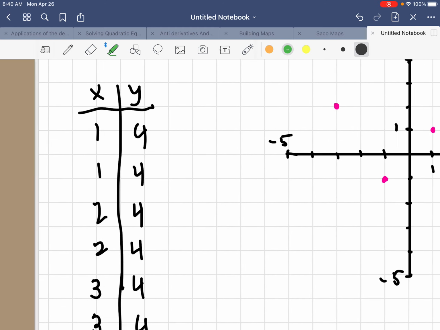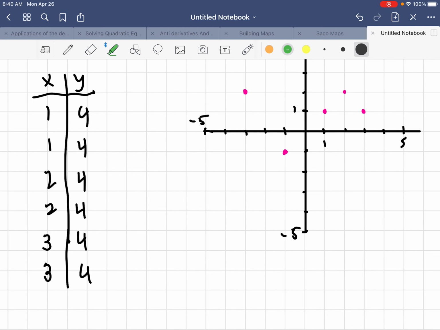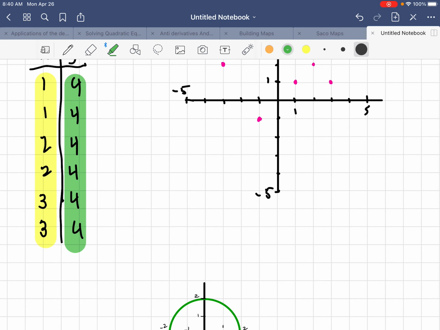When we look at a chart or a table, it's actually even easier. All of these are going to go into the domain and all of these are going to go into the range. However, you can see that there's some repeating values. We don't list the repeating values. So my domain, smallest number is 1, it happens twice. Then it's 2, that happens twice. Then it's 3, that happens twice. The range, however, the only number I see is 4. So that's my entire range.